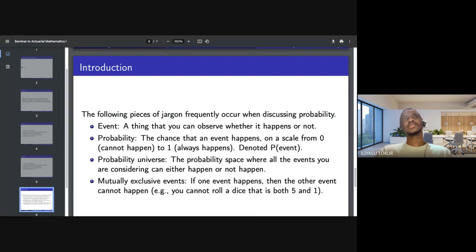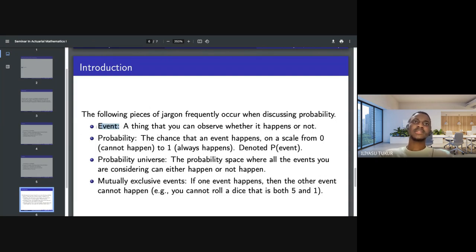So let us look at a few introductions. To be honest, I wrote this just now, not a few minutes ago, because of the timing. So, introduction: the following pieces of jargon frequently occur when discussing probability. I believe most of them you saw during the courses, but we are going to explain one more time.